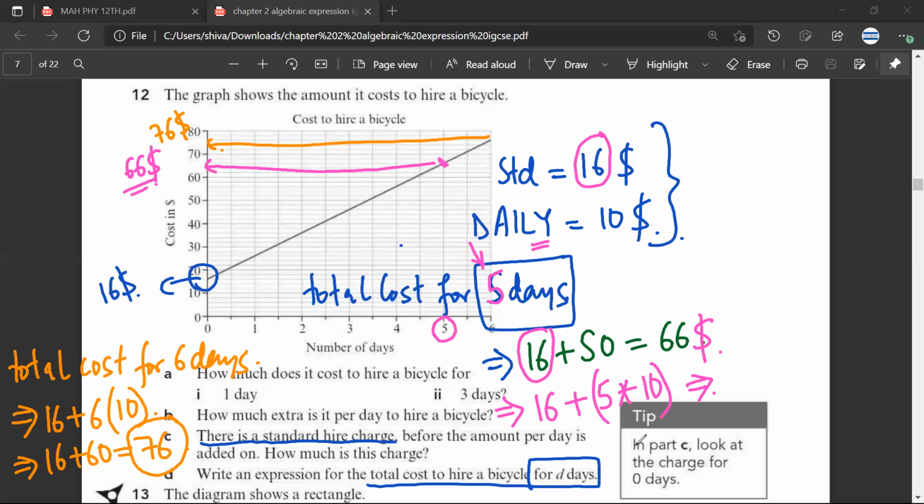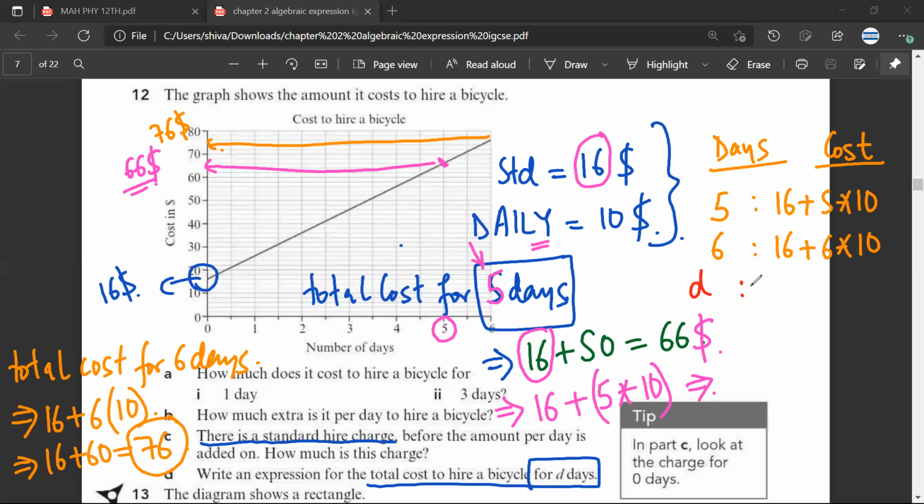So, Mr. Ariman, for 5 days, what we do is 16 plus 5 into 10. For 6 days, what we do is 16 plus 6 into 10. Is it correct? Yeah. So, Mr. Ariman, if we want to find it for D days, what is the formula that I will have? 16 plus D into 10. Sarthak, is it making sense? Yes, sir. You can write this as 16 plus 10D. Satya, is it making sense? Yes, sir.